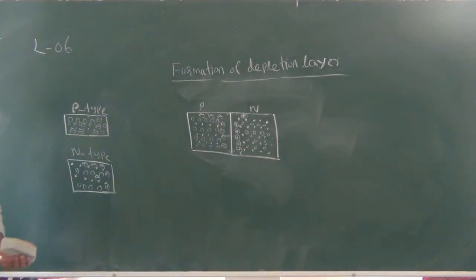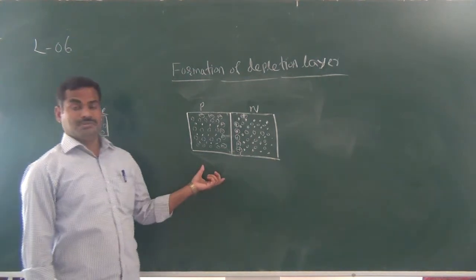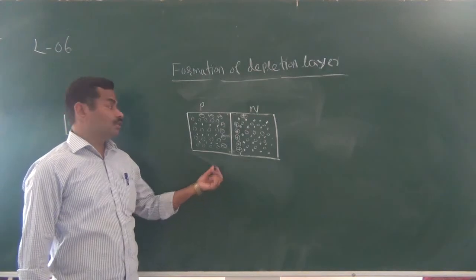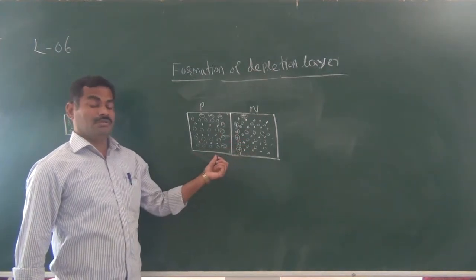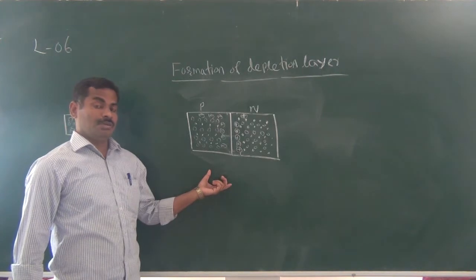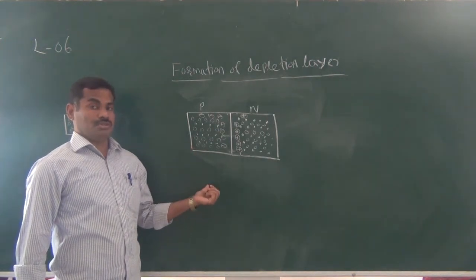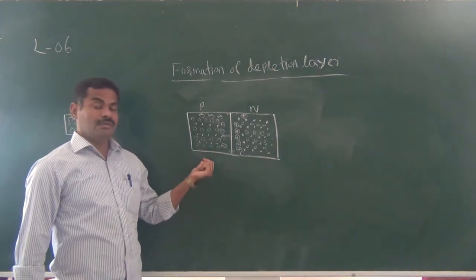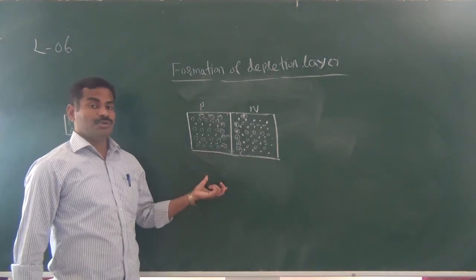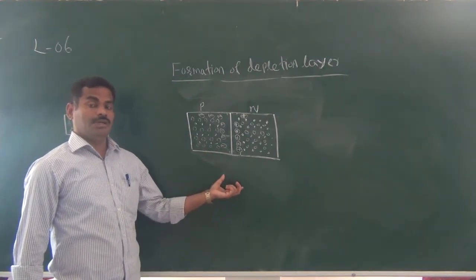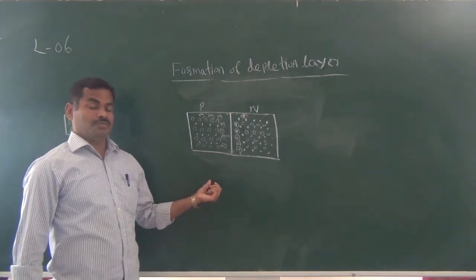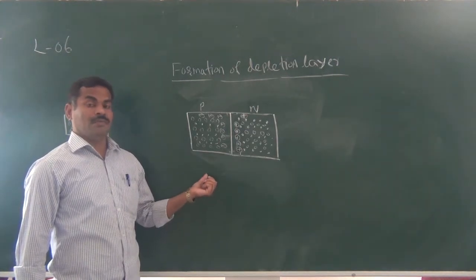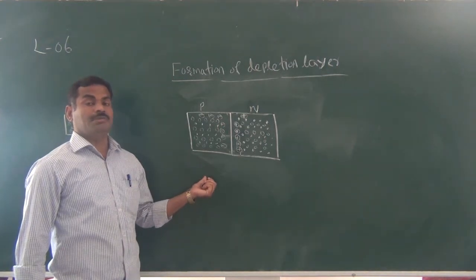Whenever you make the p-n junction, it means you have joined the p-type and n-type semiconductor. Important thing, how to join that? Keep it in mind, without destroying the crystal structure. The crystal structure will be continuous. Like that you can join the p-type and n-type semiconductor.